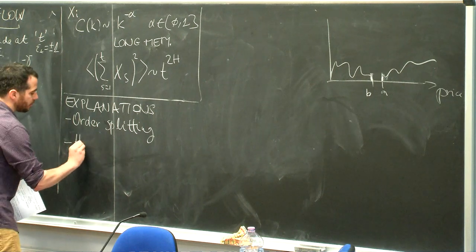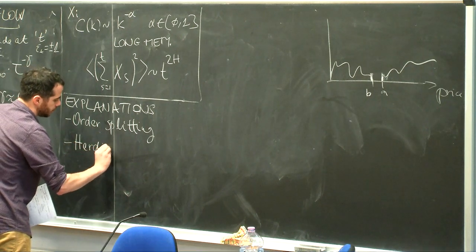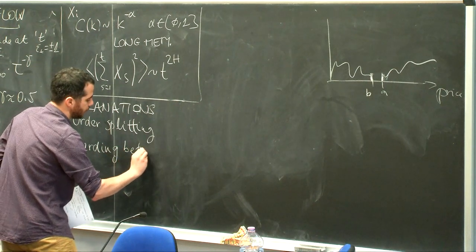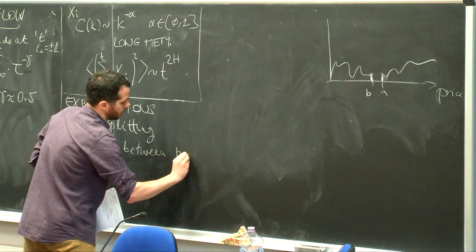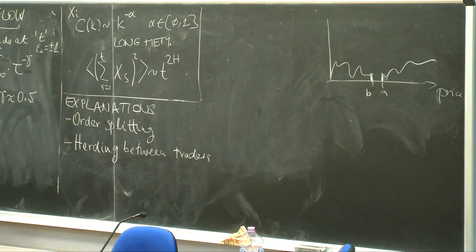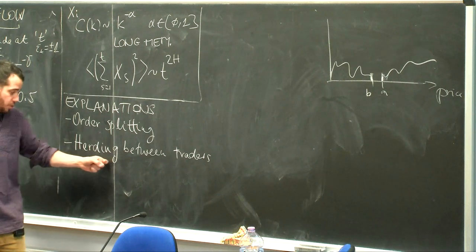And the other could be, of course, some type of herding between actors, between traders. So it's trivial what I'm writing here. If there is an autocorrelation in the process, which is due to the actions, so the overall process is the actions of several people, the correlation can be due to single people being autocorrelated with themselves, or people being correlated to each other, which we will call herding.